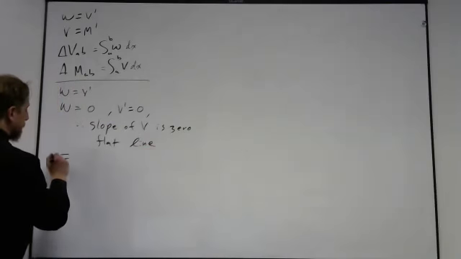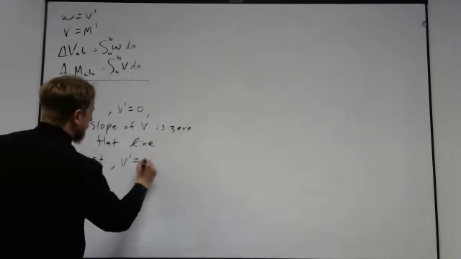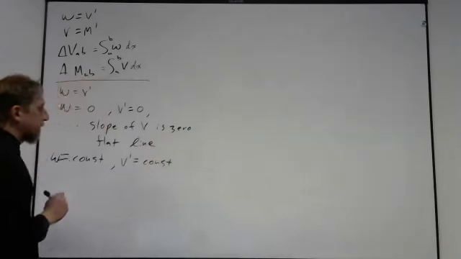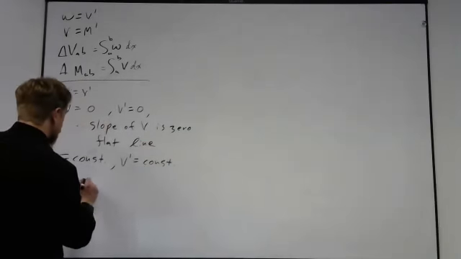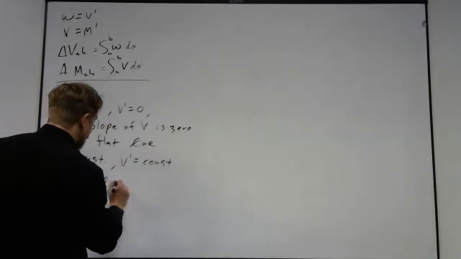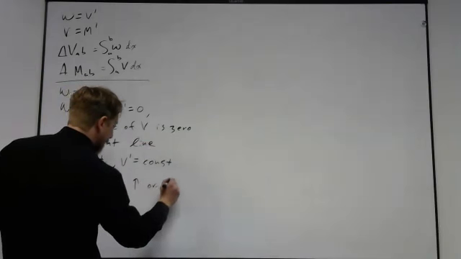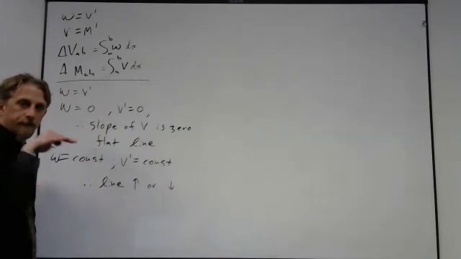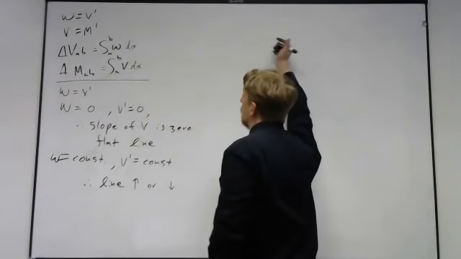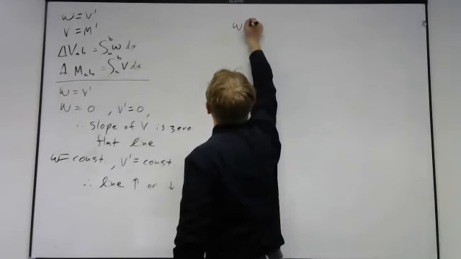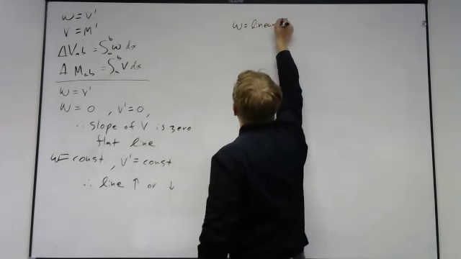Let's take another case. w is constant. V prime is constant. So the slope of V is constant. That means it's a straight line going up or going down. You can keep going with this. So I'll up it one order. w is linear.